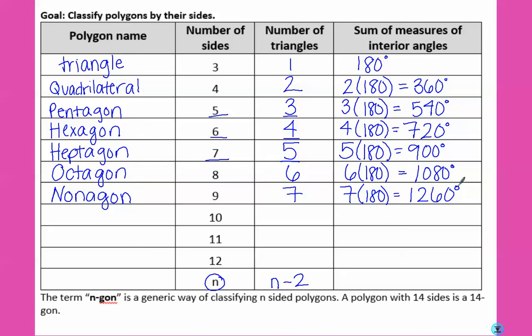A 10-sided figure is a decagon. If it's got 10 sides, 2 less would mean 8 triangles. 8 times 180 degrees is 1440 degrees.